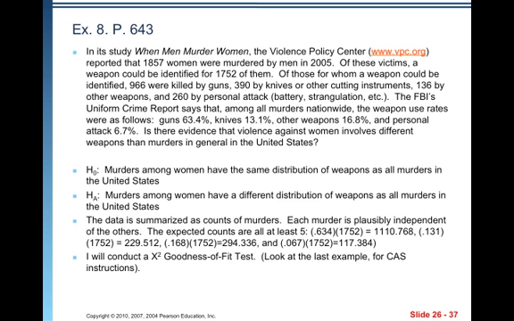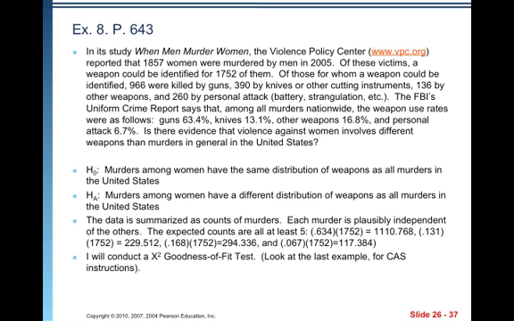So let's check our conditions. The data are summarized as counts of murders. Each murder is plausibly independent of the others. We don't have any evidence that they're not independent of each other. The expected counts are at least 5, and the way you would check that is you would go through and do each percentage this time, because we're not saying that it's uniform. We're saying that 63.4% would be from guns, 13.1% would be from knives, and so on.